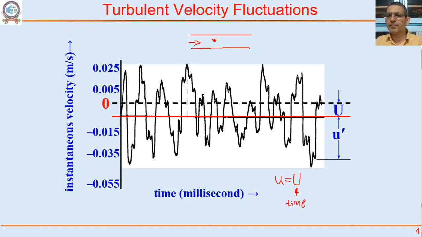Averaged over time at any location. Not cross-sectional average. It is velocity time average. This is that red line. Any instantaneous velocity we can decompose, or write, as capital U plus u prime. This u prime we are going to call the fluctuating velocity.